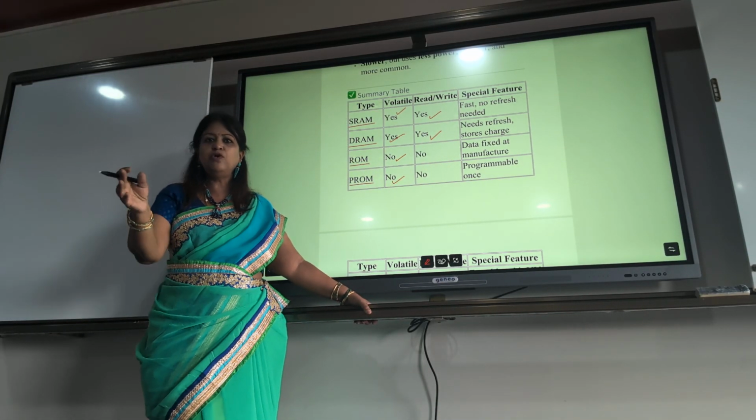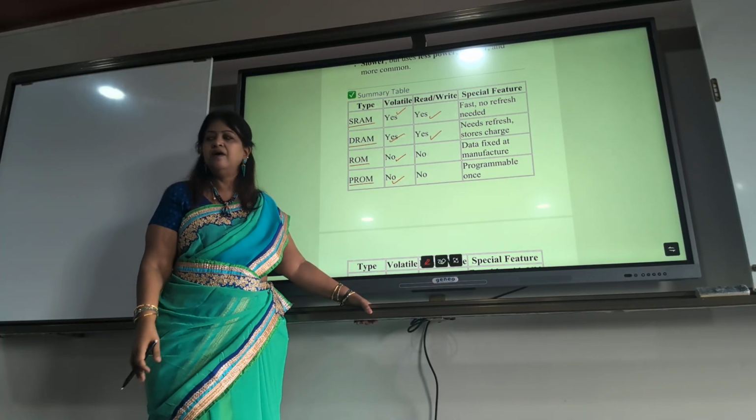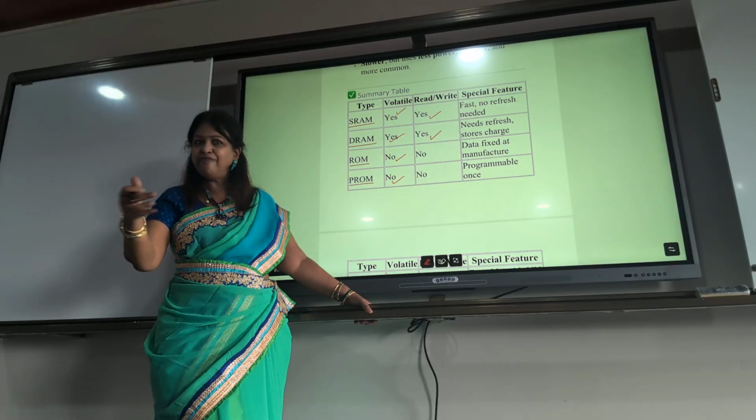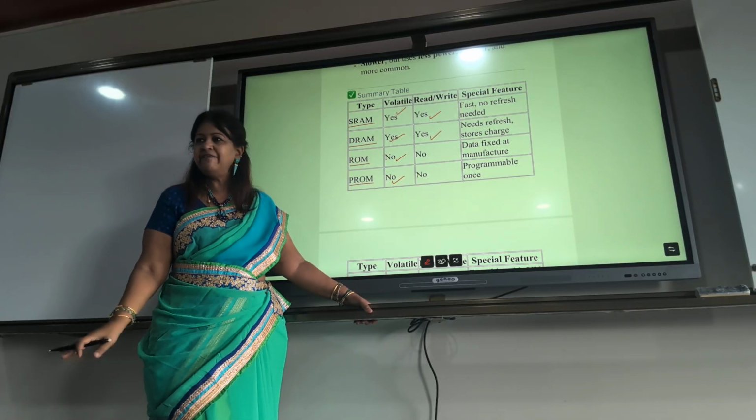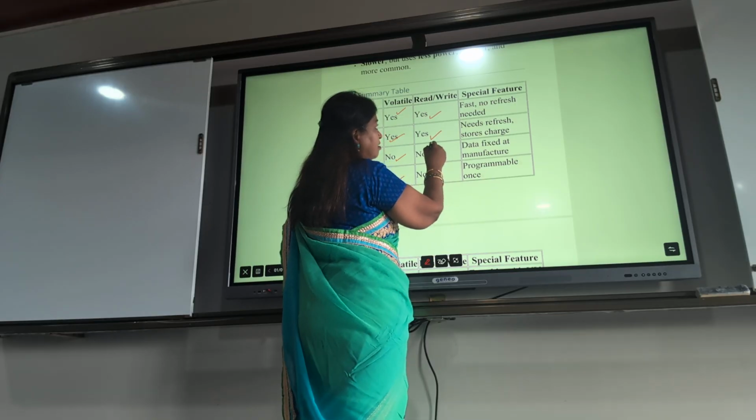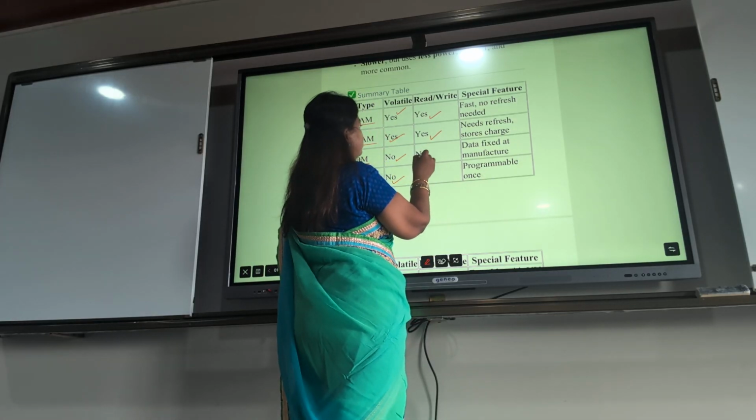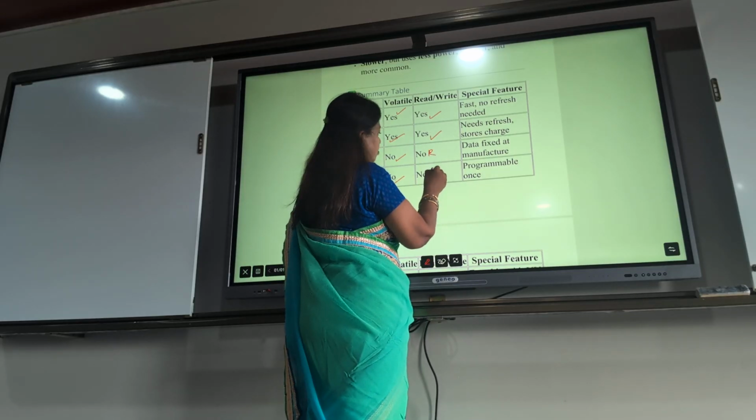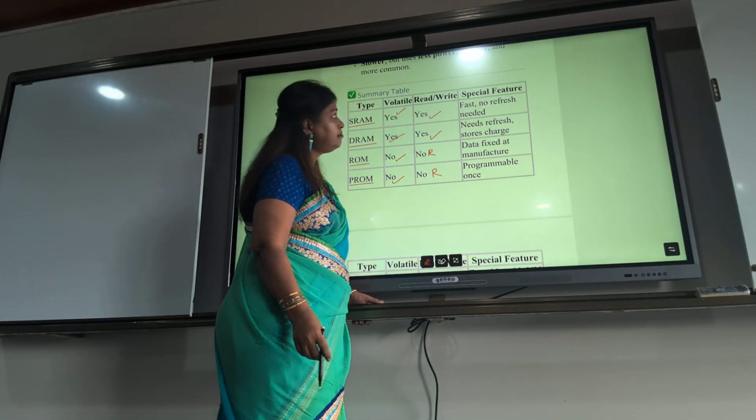This is what happens when you go to the computer lab and write a program; it's easy. Temporarily you can read and write. When you switch off, it will go. If you don't save, it will go. But in read-only memory, you can only read, you cannot write. Only read. You cannot write.